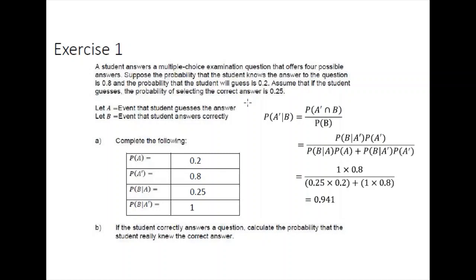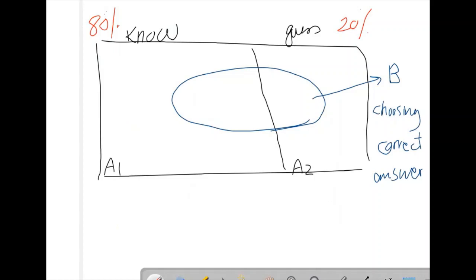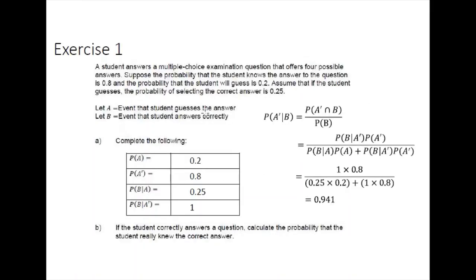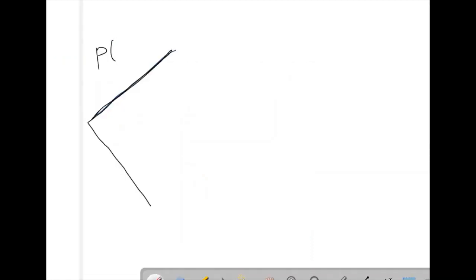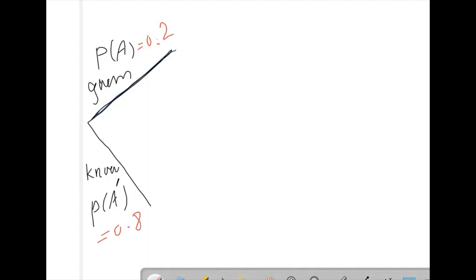So if we want to show it with a tree diagram, what happens? You have 2 cases. I want to use the notation as here, guess A, okay? The probability of A, it means you have guess and you have know. This one is A prime. The probability of A is 0.2. The probability of A prime is 0.8. Now you have 2 cases.